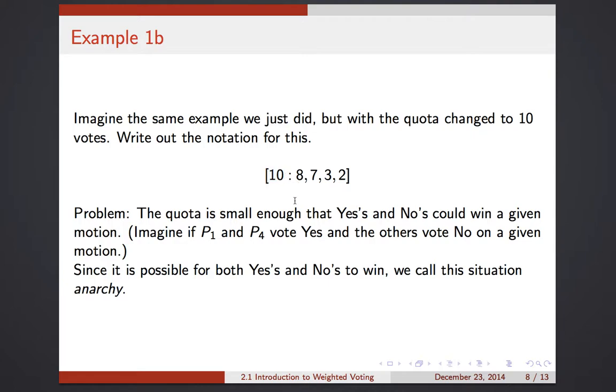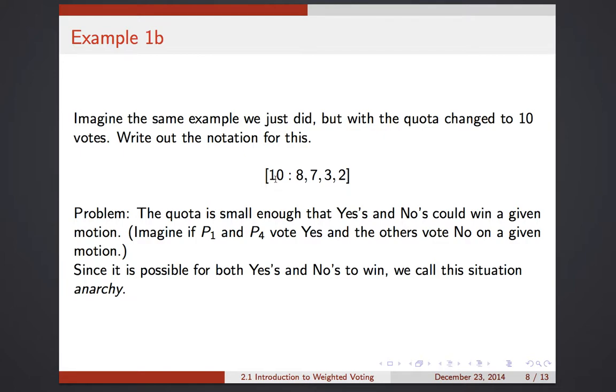So notice what causes this anarchy. Let's point out that there are 8 plus 7 plus 3 plus 2. There are 20 votes in the system, and 10 is smaller than a simple majority. Okay, a simple majority means more than 50%. And 10 is exactly 50% here. So if you want to avoid this sort of anarchy, you need this 10 to be an 11 or bigger. You need this quota to be a simple majority or bigger.